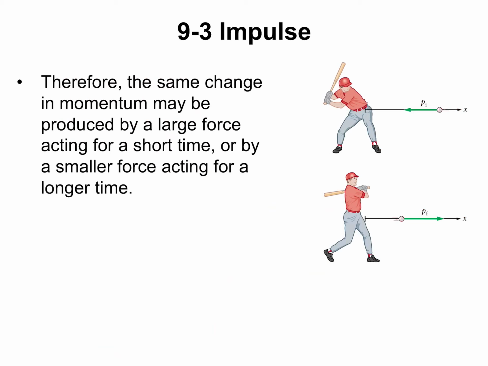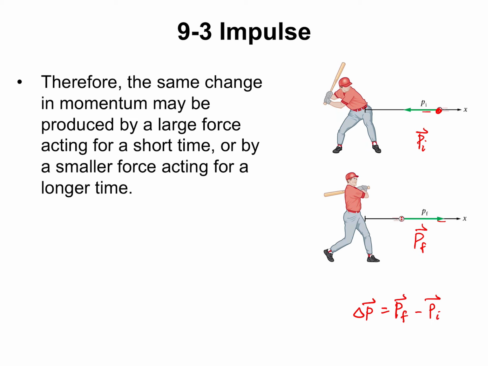So now let's look at an example. Suppose you have a baseball, and the baseball moves towards this batter, and then the batter uses this bat to hit this ball. So the baseball moves in this direction. So this is the initial momentum, Pi, and then Pf. So you can tell you have a changing momentum. That's the changing momentum of this baseball.